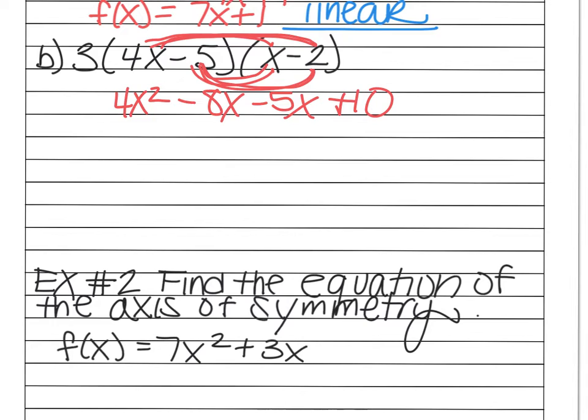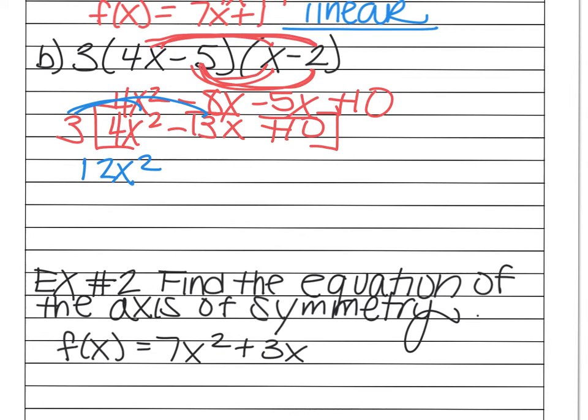And now you can simplify. I don't have anything common with x squared, but I know that negative 8x and negative 5x are going to give me negative 13x. And then I have 10 left over. I still have to, now that I've simplified this, distribute that 3. So I'm going to have 3 times 4x is 12x squared. 3 times negative 13x is negative 39x. And 3 times 10 is 30.